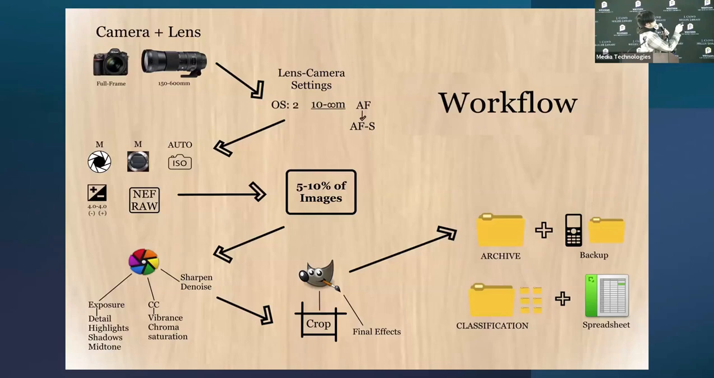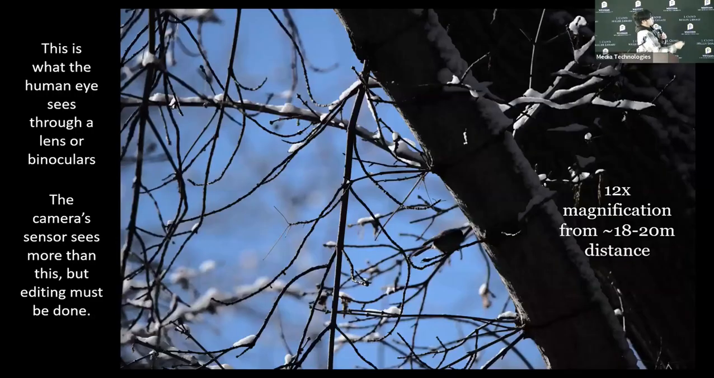So, I get a good camera, then I adjust the settings. Only about 5 to 10% of your images will be successful, but that's fine because cameras can take a lot of images and they have a lot of memory. You edit it afterwards and you crop it, apply all the other final effects, and then you put it into a spreadsheet to keep track of it. I'll show you an example right here.